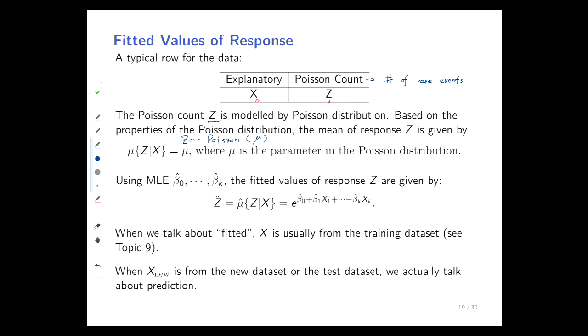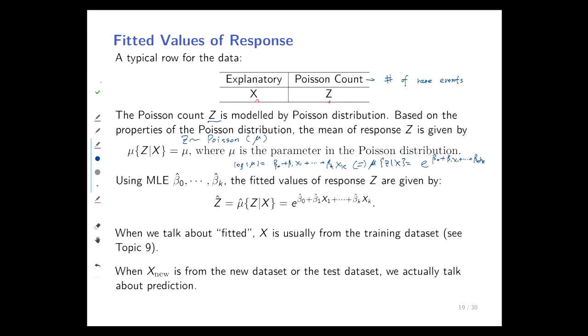By using this property, which is from the Poisson distribution assumption, and combining it with our generalized linearity assumption, which is log mu equals beta 0 plus beta 1 x1 plus so on and so forth plus beta k xk, this is our model. If we combine these two, we find that the mean of the response, mu z given x, just equals the exponential of beta 0 plus beta 1 x1 plus so on and so forth plus beta k xk. This is an equivalent form of the generalized linearity.